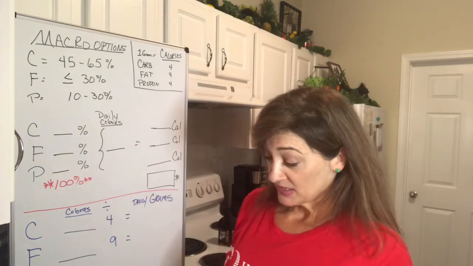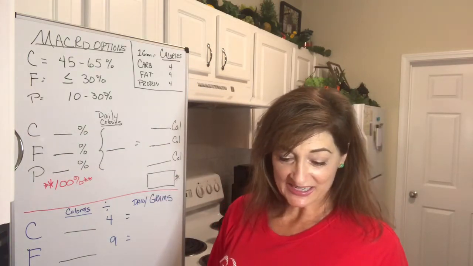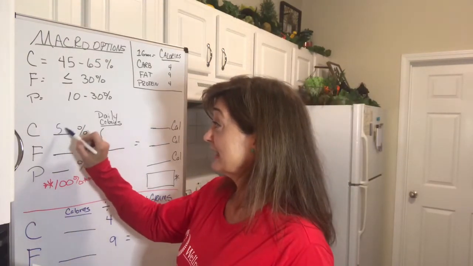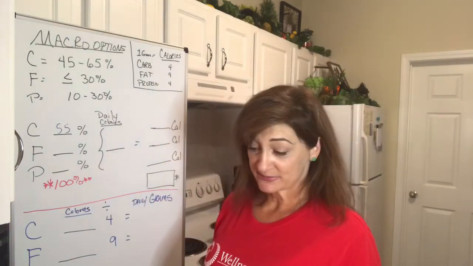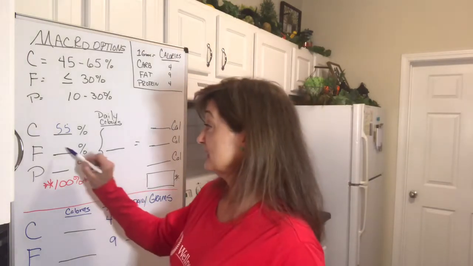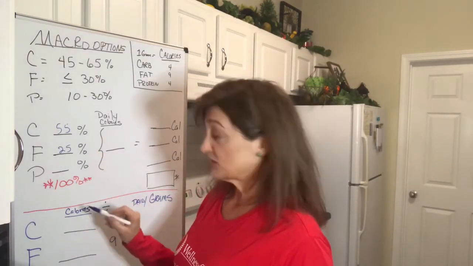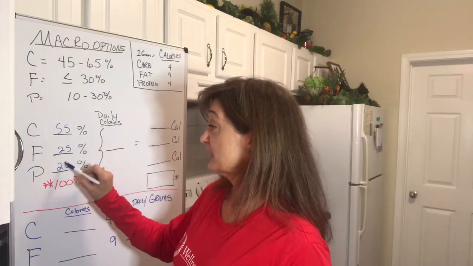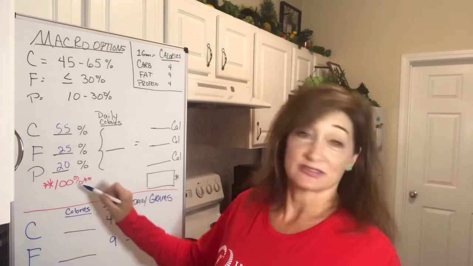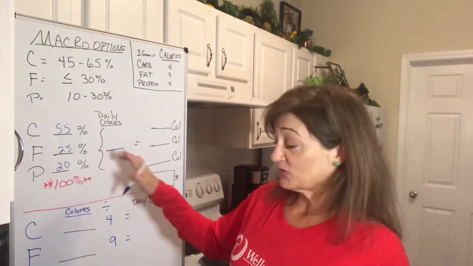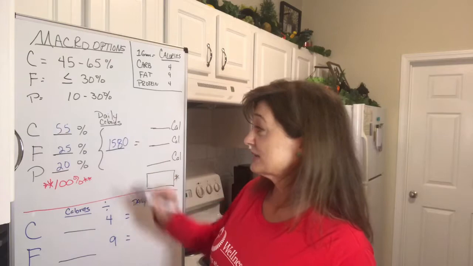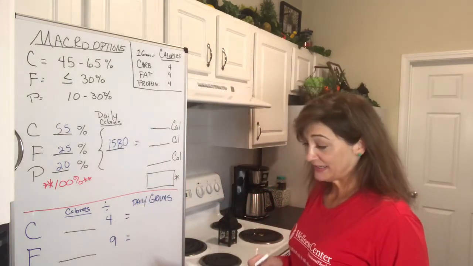So our example person decided that she wanted to do 55% of her daily calories in carbohydrates, and she wanted to do 25% in fat, and so that leaves 20% for protein. And the reason I say that it leaves 20% is that it has to add up to 100, and unless I did my math wrong, that's 100. So now that we know that, remember from the other side of this whiteboard, her daily calories are going to be 1,580.